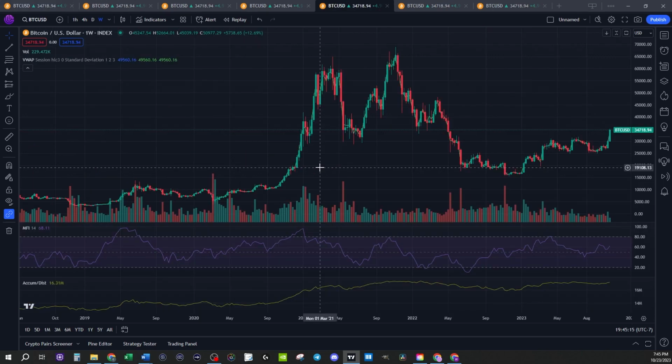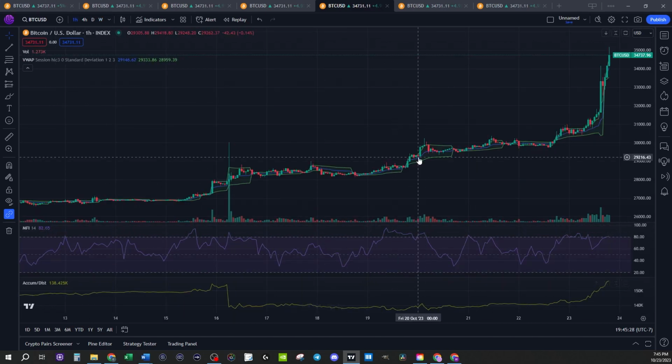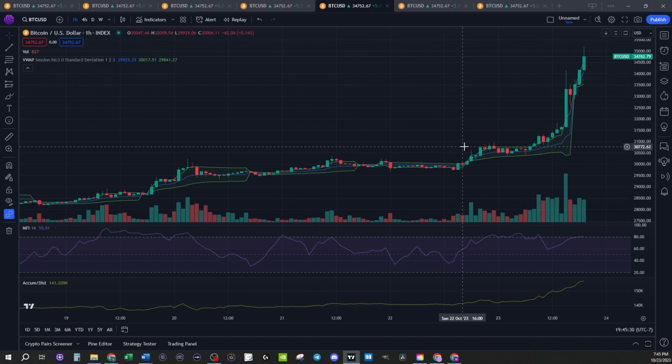Other indicators used to measure volume are the money flow index, the accumulation distribution line, and the volume weighted average price, which you can actually see here a little easier in the 1 hour time frame. These indicators are going to be covered later on in an advanced trading course.